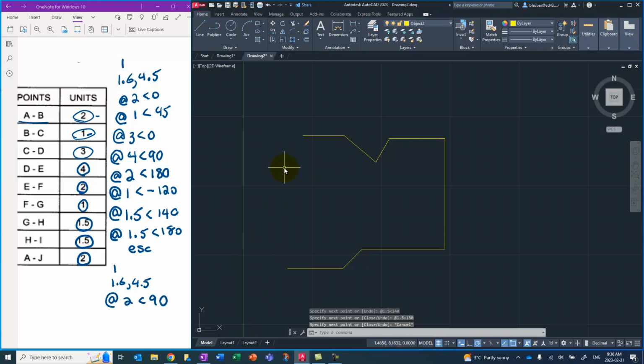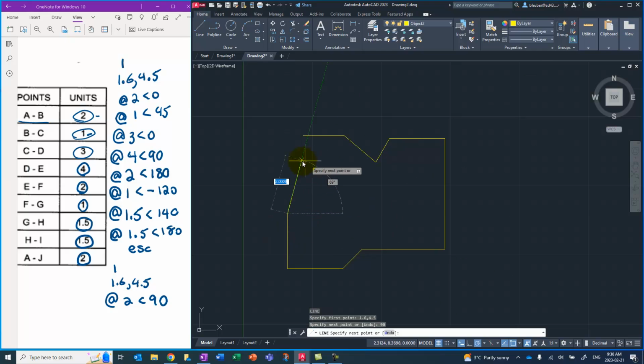So I press escape, and then I need to start off back at the beginning. So L, enter, 1.6, comma 4.5, and then we're moving vertically by 2 units. So here's where I could maybe just use the dynamic input. I can just move my cursor till it snaps at 90, and I could try to get it on 2, but you notice how it keeps kind of sliding past. I could have set my object snaps or my snap distance a little bit better, but I'm just going to type 2 and press enter.